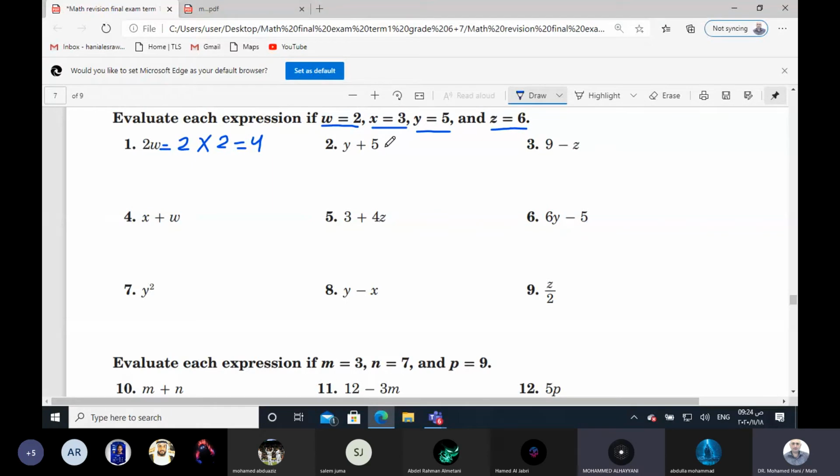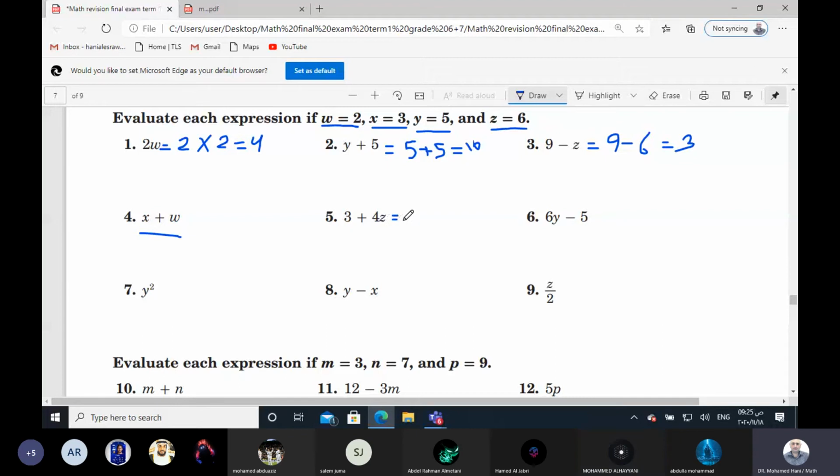Here we have y plus 5. The value of y will be 5. Then 5 plus 5 will be 10. Okay. Here we have 9 minus z. The value of z will be 6. 9 minus 6 will be 3.